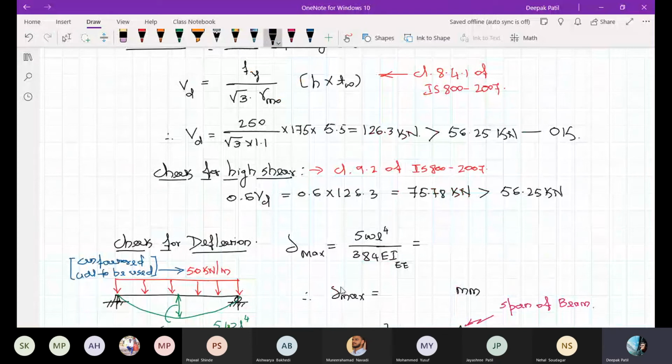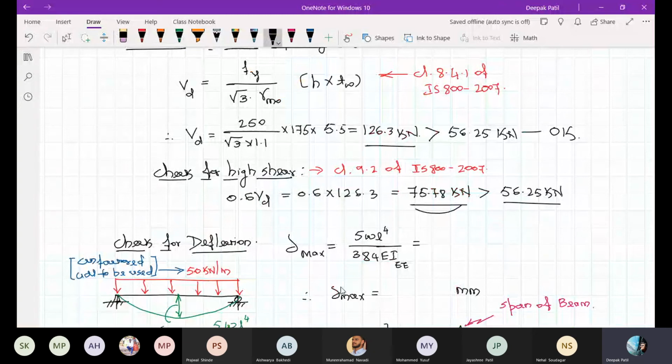Okay. So whatever design shear capacity you have calculated, which is 126.3, you have to calculate 60% of that. That is 0.6 times VD. So 60% of 126.3 is 75.78, and this should be more than the actual shear force which is coming on the beam, that is 56.25.